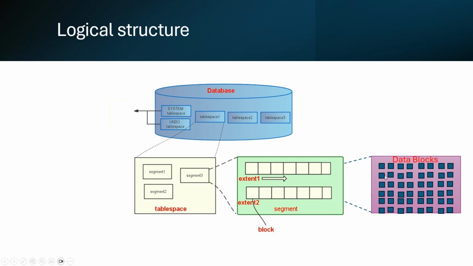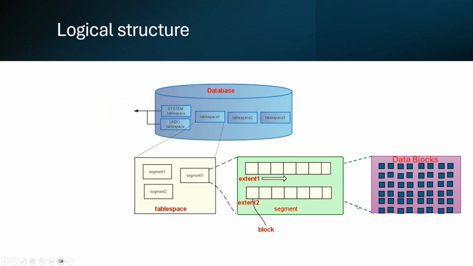Okay, so basically your data is stored at the end in the data blocks. Whatever the logical structure comes in the picture in between, it stores in the data blocks only. Each Oracle data block will contain 8K of storage. Storage will be allocated for each block.